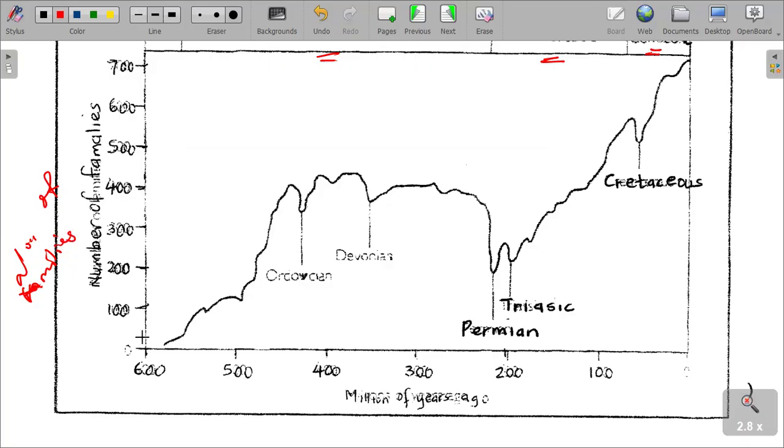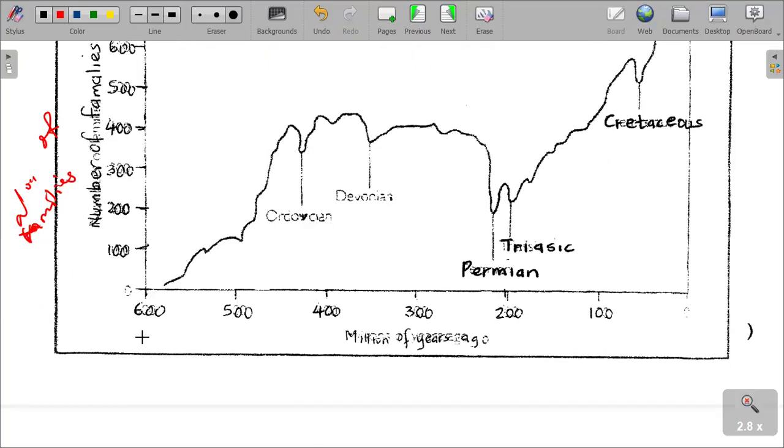And then we have this, which is given as what? Millions of years ago, which you are going to see sometimes written as Mya or MYA. It's called millions of years ago. So we have 600, 500, 400, 300, 200, 100 up to 0, which is the present day.